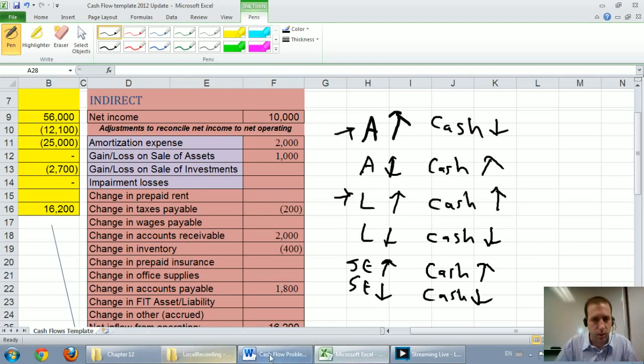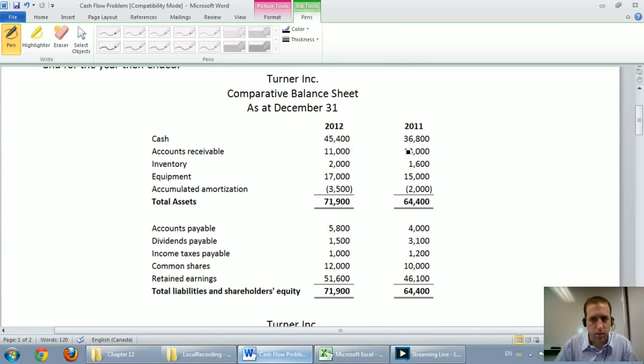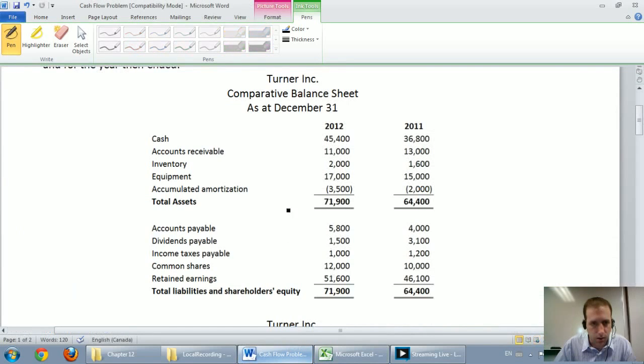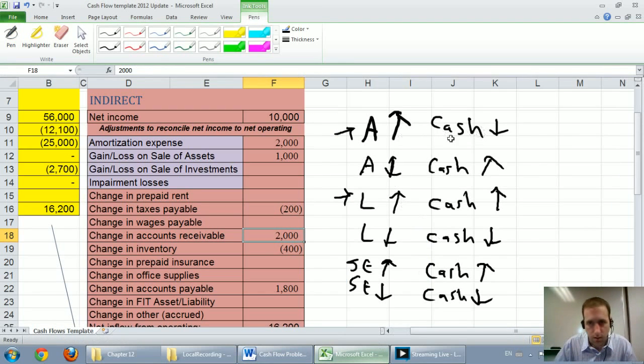Let's test that. Let's look at our accounts receivable. Accounts receivable went down, so accounts receivable is an asset. It went down, therefore cash goes up. And sure enough, when accounts receivable went down, cash went up by $2,000. Let's look at another one. Let's look at our inventory. Inventory went up by $400. We said if an asset goes up, cash goes down. So it's an asset going up, cash goes down, and yes, indeed, our cash went down by $400 as a result of that change in inventory.